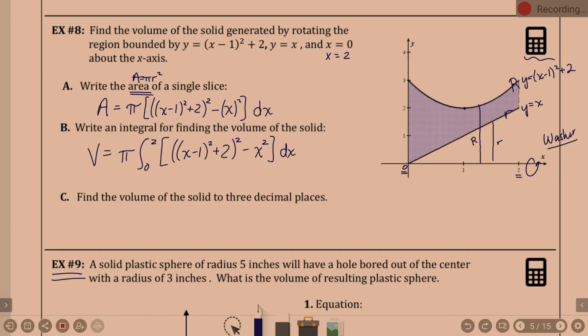Find the volume to 3 decimal places. Can we just plug that in the calculator? Yep. And technically, I think you could do this one by hand, but do you really want to? I'm not saying we are. I'm just saying that you could. The hardest part is going to be getting all the parentheses right, because unless you multiply that out, you have to get extra parentheses in there.